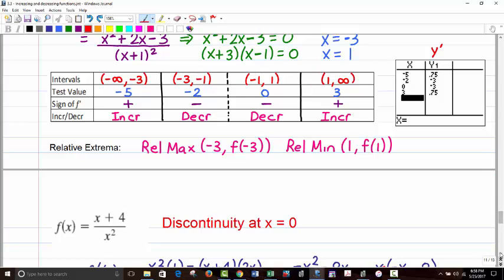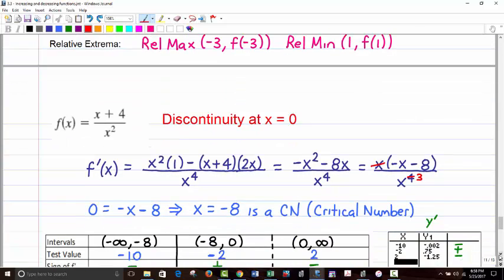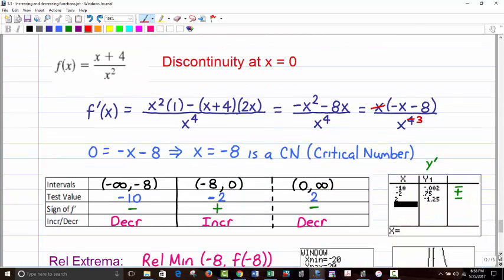The next one we've got here, x + 4 over x squared. Definitely have a discontinuity at 0. We do the quotient rule. Now, usually we don't mess with the denominator whenever it's like a binomial or a trinomial. We just leave it squared. But in this case, because it's a single variable x, I try to do the quotient rule on top. I simplify this, but then I allow x squared squared to be x to the 4th. Then I go ahead and just simplify that if I can.